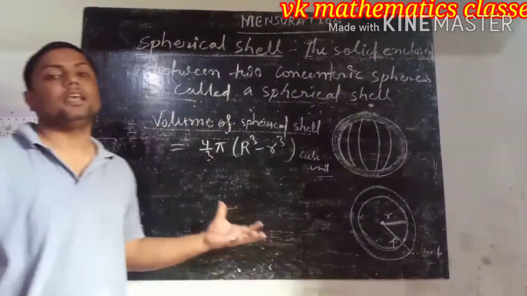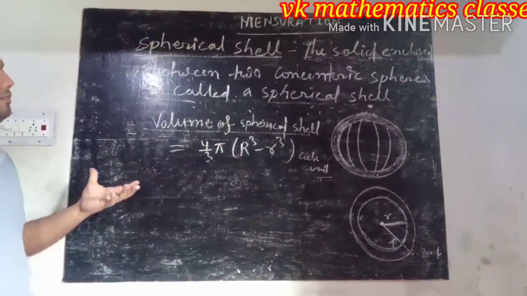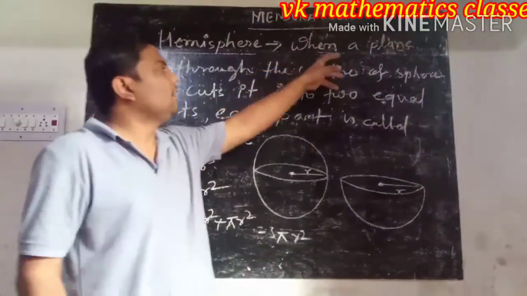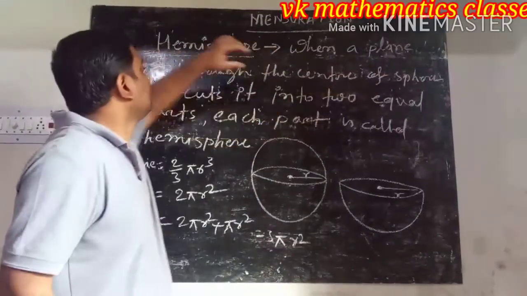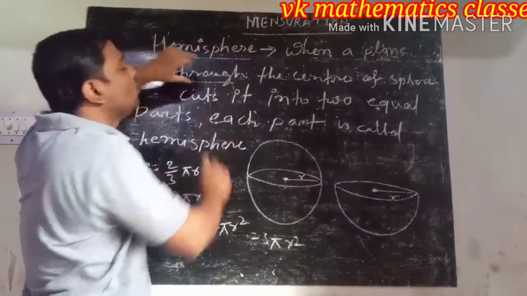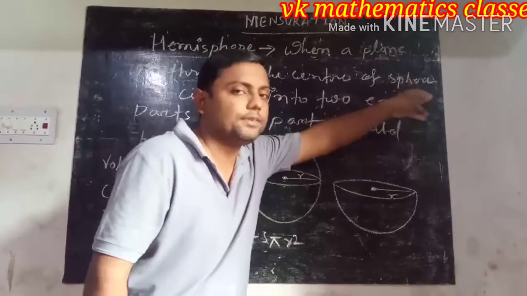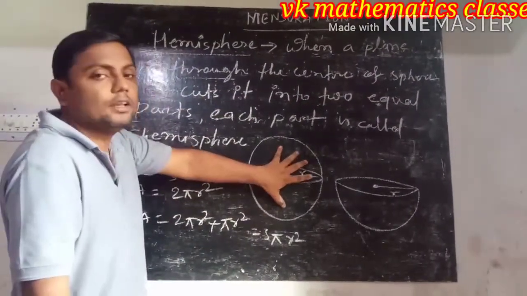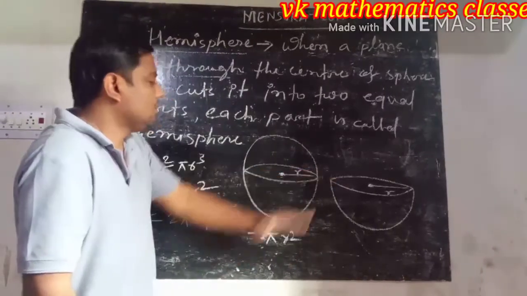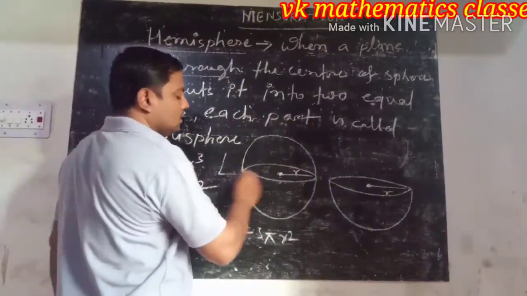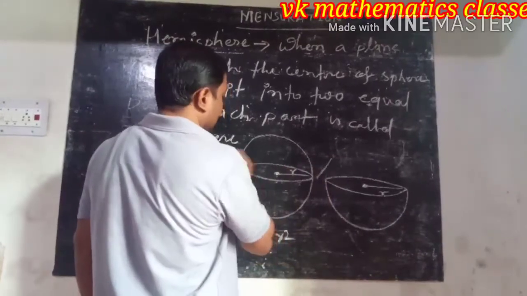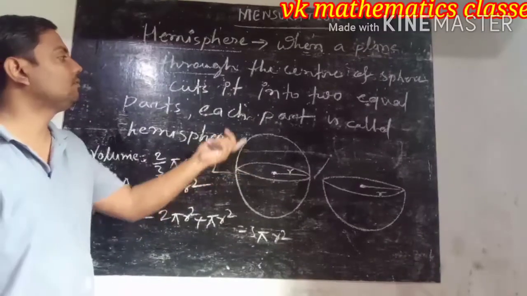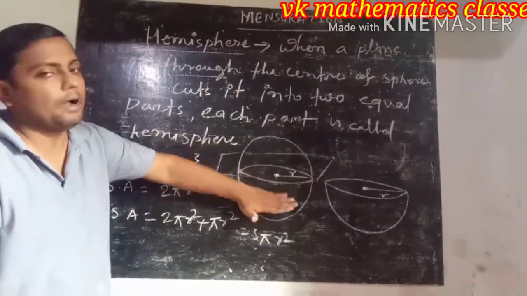Now the next is the hemisphere. When a plane through the center of a sphere cuts it, suppose this is the sphere and this is the plane, it cuts the sphere into two equal parts.